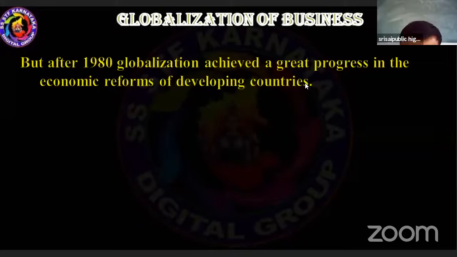In the developing countries, globalization has made great progress from 1980 onwards, such as in India. In India, before 1980, our national leaders didn't focus on globalization, because from 1950 to 1980 they were engaged in finding solutions to their problems, which we studied in post-independence India.